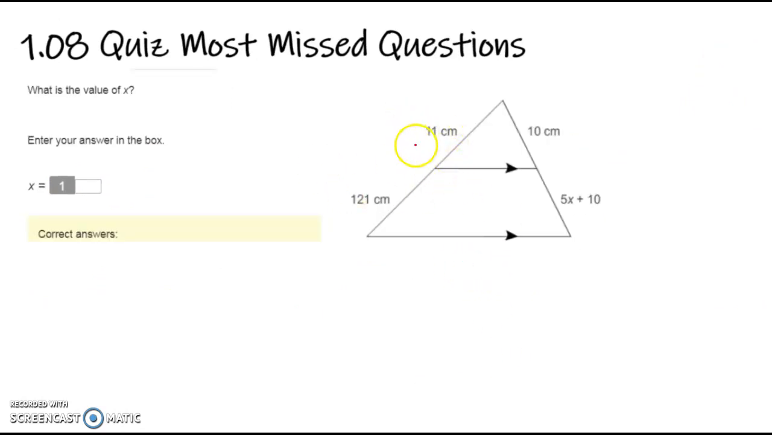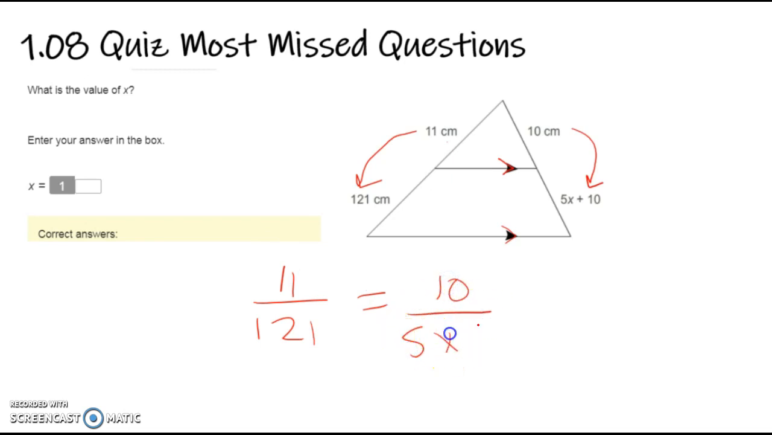This last one here is a side splitter theorem, or it can also be called the triangle proportionality theorem. Top to bottom equals top to bottom. You set it up the same way that you set up the angle bisector theorem. It's just different pieces of the triangle. If you have that line cutting through the triangle that is parallel to a base, then the pieces that are left on each side are proportional to each other. So 11 is to 121 as 10 is to 5x plus 10. And they are asking us what is the value of x. So we are solving for x.